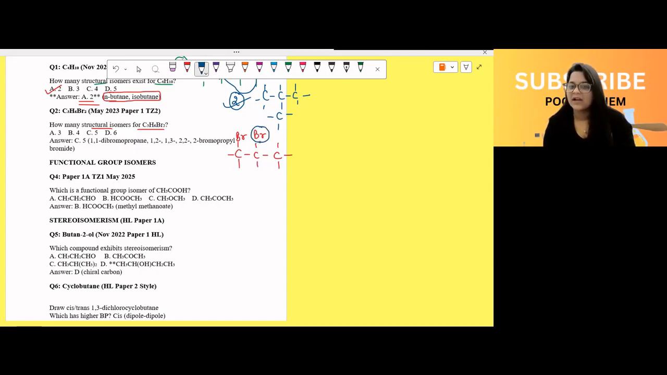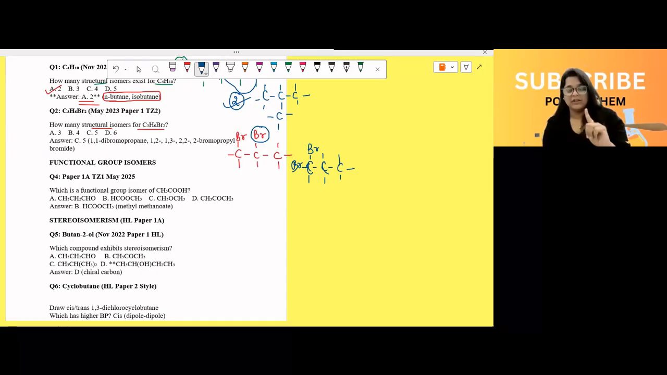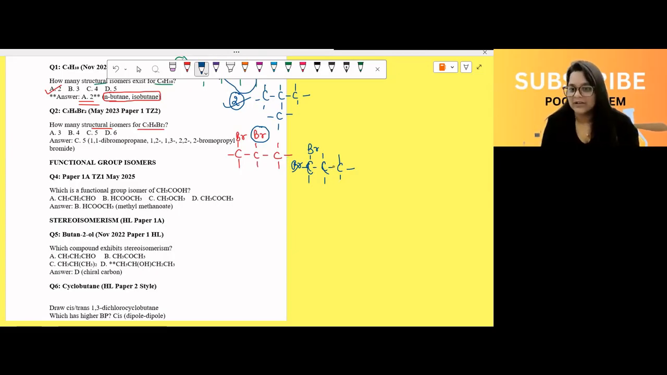How can I change the position of Br? There are just 3 carbons. How will you change it? First case, I placed it at carbon number 1 and carbon number 2. Now I placed it at the first carbon. I have one more way of doing that. I can place it like this. I will again call it 1, 1 dibromo. So this will not be counted as a separate isomer.